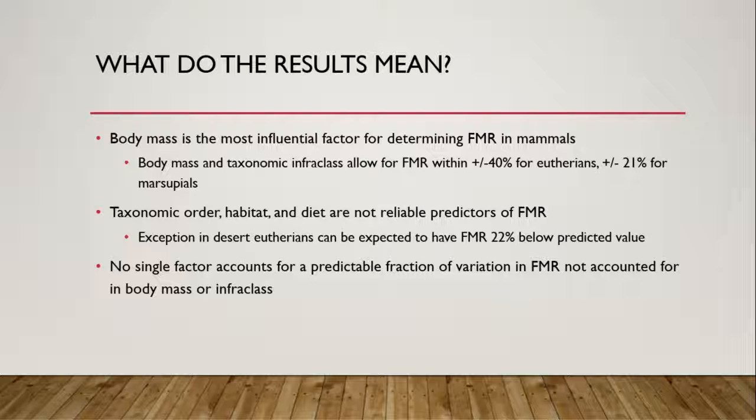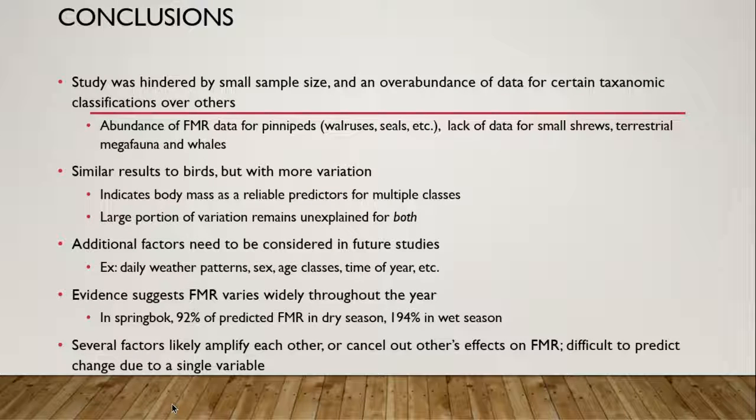The real takeaway is that no single factor accounts for a predictable fraction of the FMR variation not accounted for by either body mass or infraclass taxonomy. Despite the relatively large amounts of data used to reach these conclusions, the study was hindered by a relatively small sample size and an overabundance of certain taxa over others. For instance, there was a lot more data available for pinniped mammals, such as seals and walruses, when compared to shrews, whales, and large land megafauna. Including metabolic data on those taxa would likely result in a much different conclusion.